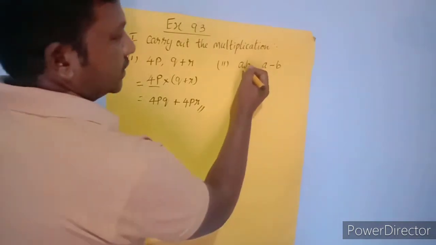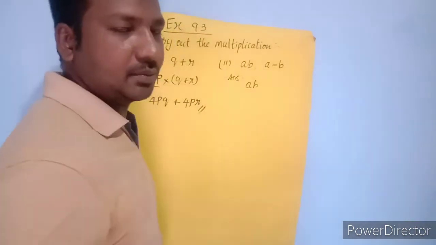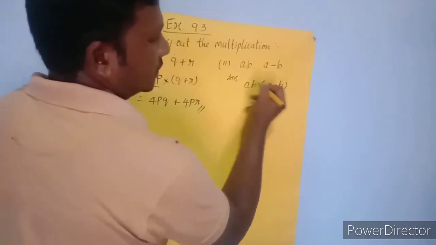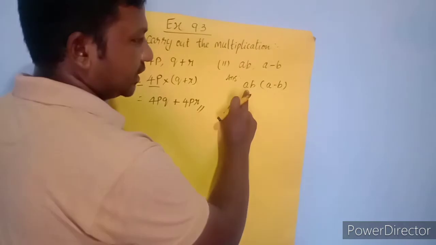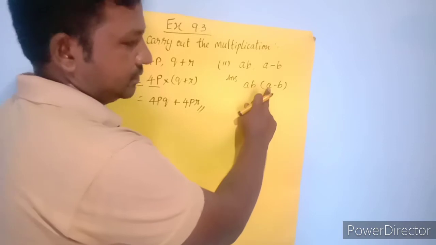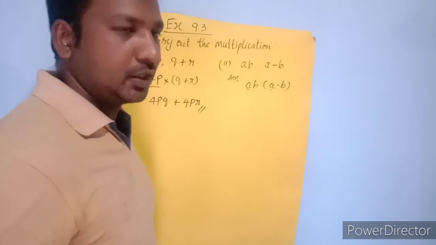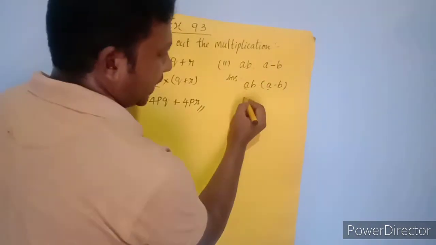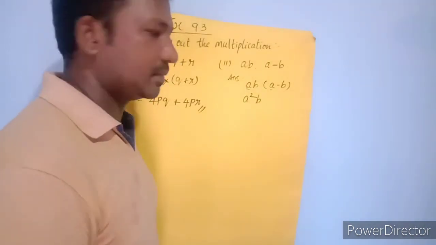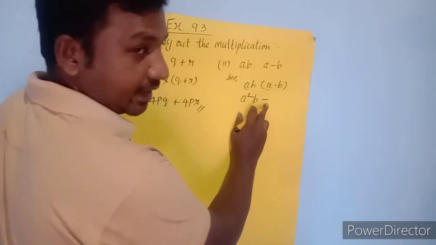Next one, ab. ab is the monomial term given first. You can put the bracket, then a minus b. This ab, a into b, can multiply the first term a. So here a is there, here also a is there. You can multiply, a into a, a square, and one b is there. a square b. Minus: here plus is there, plus into minus, minus.